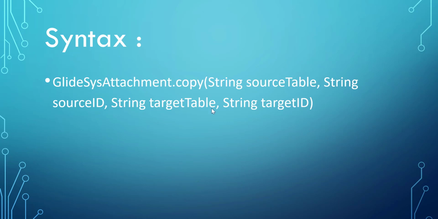And here the string target table. So let's say our target table is maybe incident, maybe problem. So that target table name we are putting here in the form of incident. And string target ID, maybe some record having the sys ID, maybe some record having some unique number, so that we are putting in the form of string.